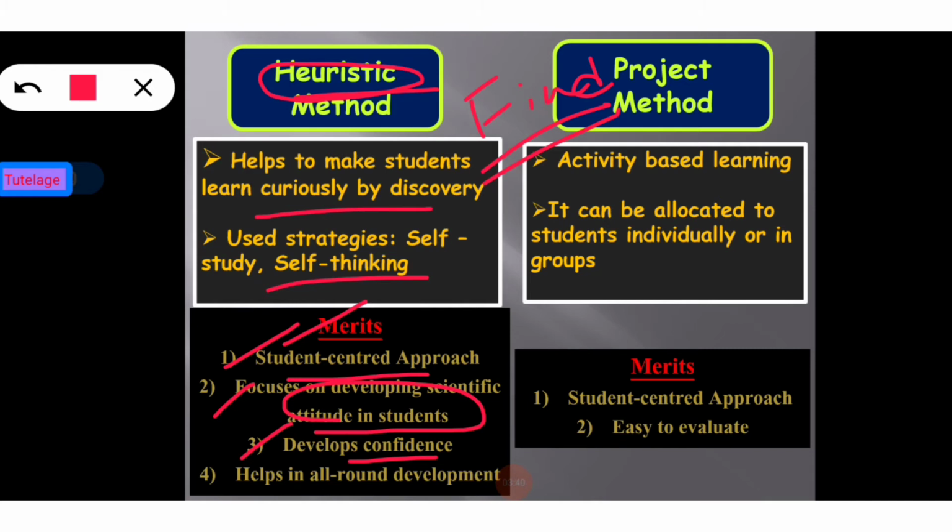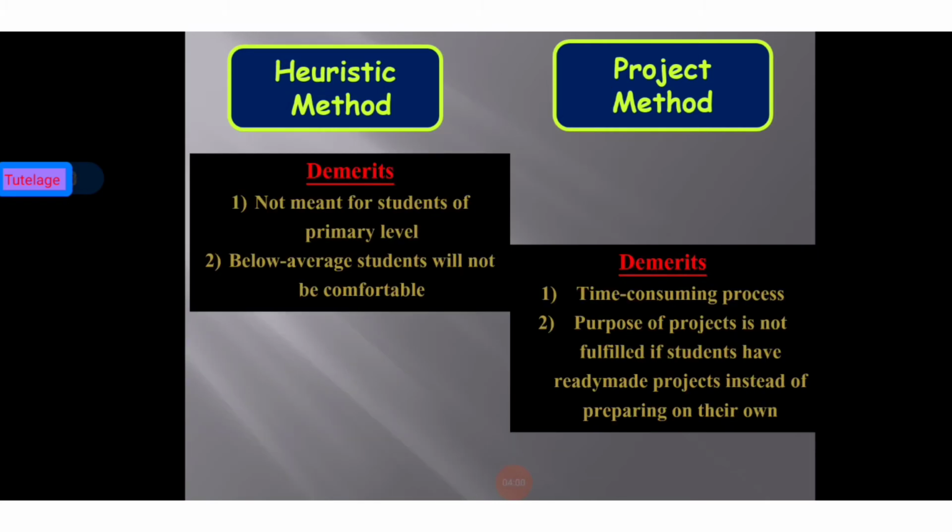So now going to the fourth point, we have already told that the heuristic method basically helps in all-round development, which includes mental development, physical development, social development, political development, etc. Okay, so now move on to some demerits of the heuristic method.